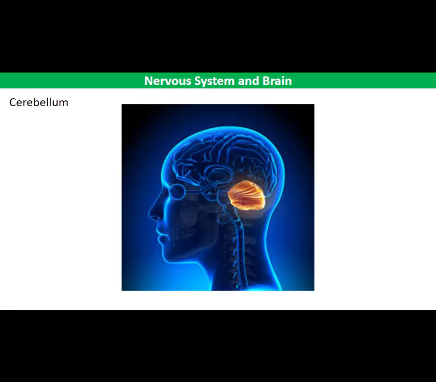The cerebellum, shown here in orange, controls unconscious functions such as posture, balance, and non-voluntary movements. It contains over half of all the neurons in the brain, and it receives information from the sensory receptors, so the retina, the inner ear, and spindle fibers in the muscles.